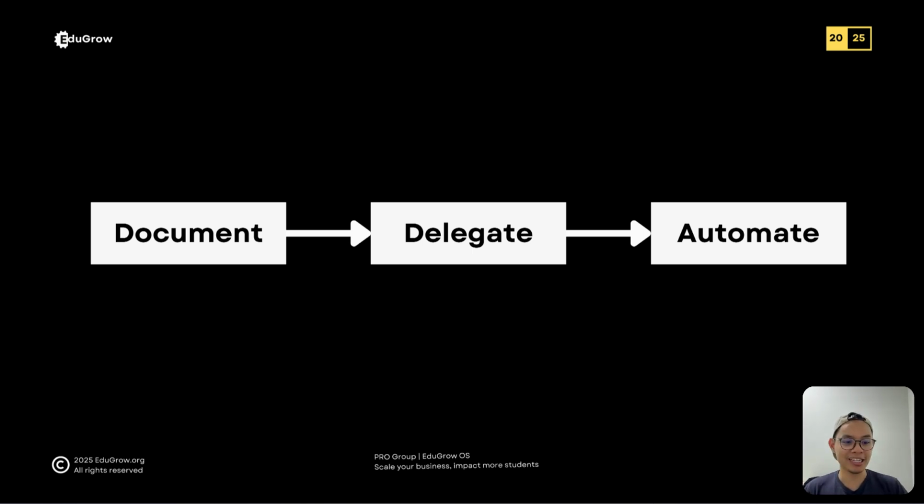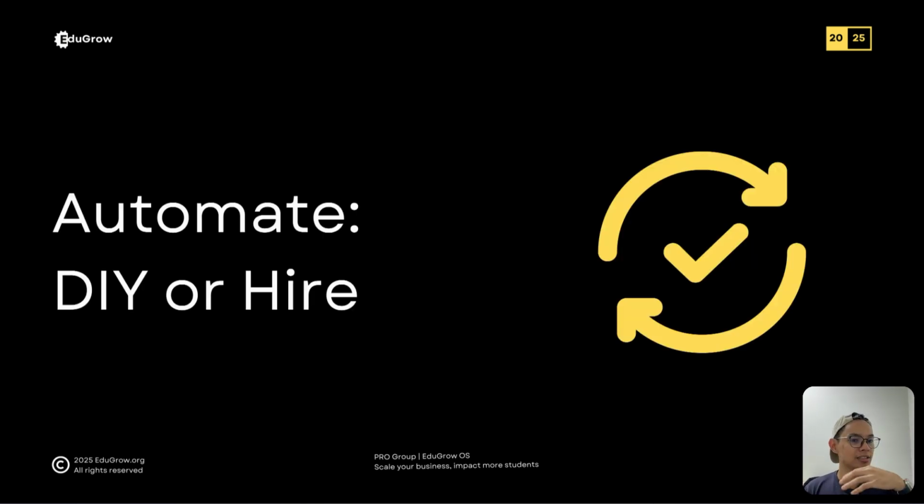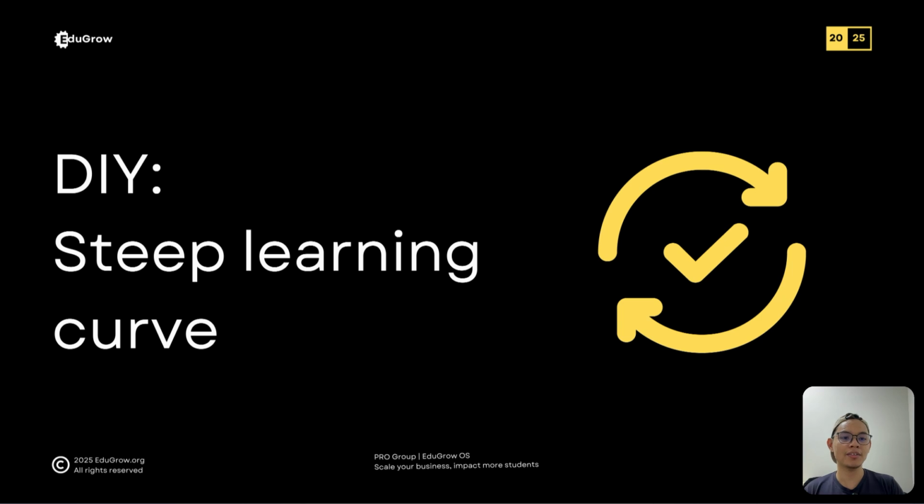Oh, the favorite part of things, right? To automate certain things, you can either DIY or hire. If you're someone who has a technical background, then I think DIY can be a very good first step, but I would recommend hiring. If you are new to creating automations or even using software, DIY is usually a steep learning curve.